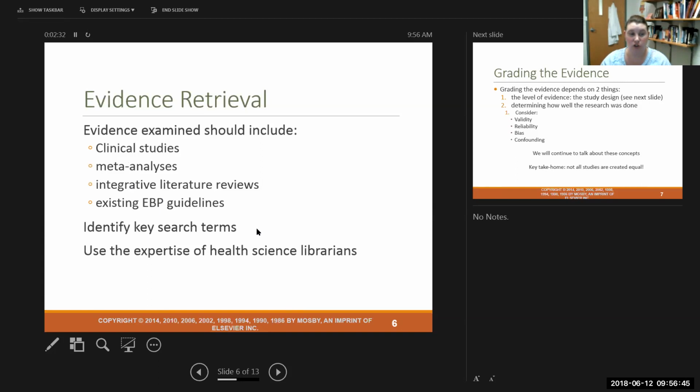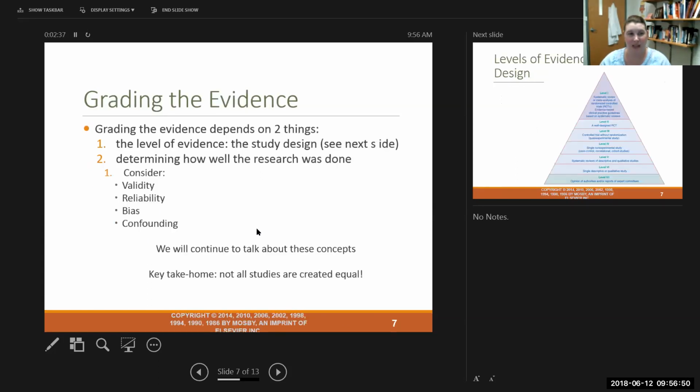Looking for your key search terms and using the expertise of health science librarians. We've looked at our levels of evidence, and so we want to make sure that we are grading those depending on 2 things. The level of evidence, the study design, that's our pyramid that we'll look at in our next slide, and then our critique of determining how well the research was done, the validity, reliability, bias, and confounding.